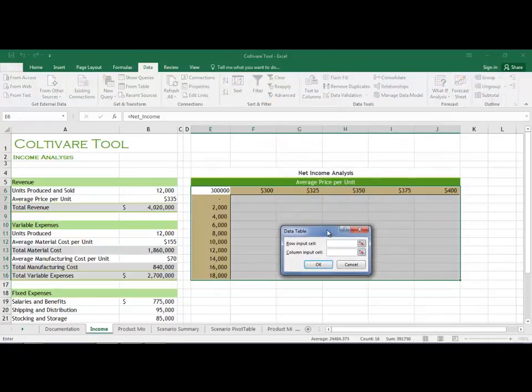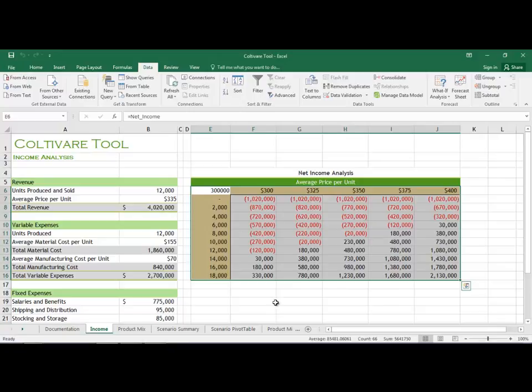Now this time I have both a row and a column of inputs, so I need to make sure which one is which. My row of inputs goes this way in a row, and those are average price per unit. So the average price per unit is going to go in this cell right here, which is average price per unit. In this case, I'm going into B7. Now my column is going down here. Those are my units sold. And so my column of inputs is going up here in B6. So now that I have my two things set up, I hit OK.